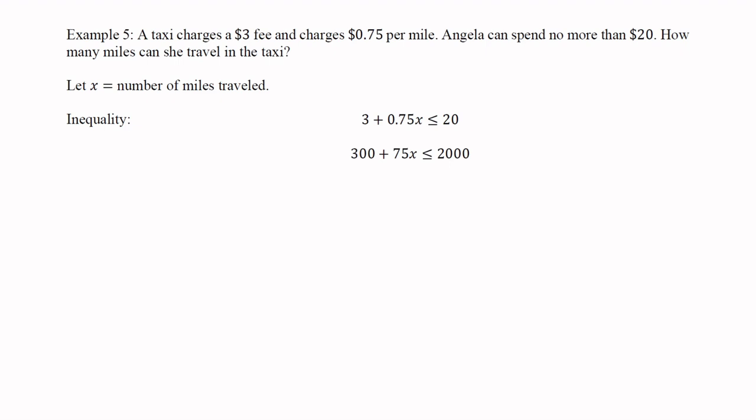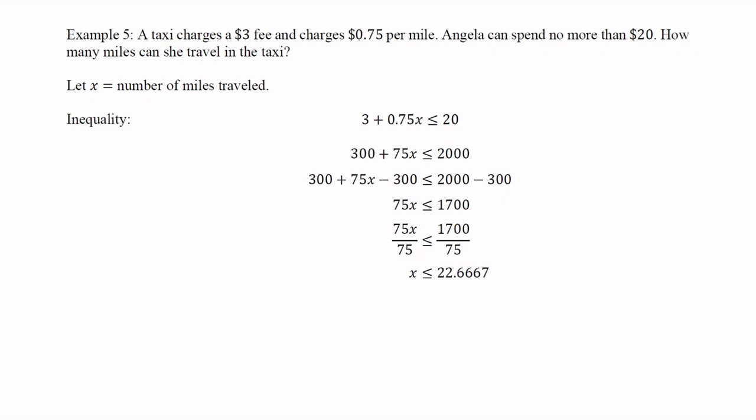We're going to solve this using the method I've previously mentioned of multiplying everything out to get rid of the decimal. If we multiply everything by 100, 3 becomes 300, 0.75 becomes 75, and 20 becomes 2,000. Remember, multiplying each side by 100 changes nothing. Both sides preserve the inequality because we're doing the same thing to both sides. Subtract 300 from each side, and then divide each side by 75, and we get x is less than or equal to 22.6667.